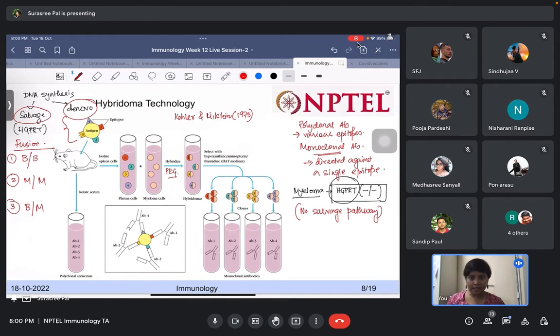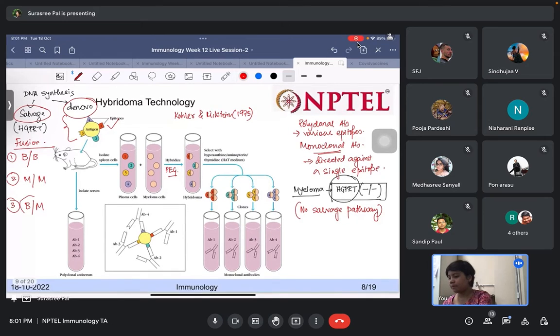A B cell can produce antibodies against this particular antigen, right? And the myeloma cell is a plasma cell which can generate large amounts of antibodies. So if these two cells are fused, this fused cell will produce large quantities of this antibody against this particular epitope of the antigen, right? So we need this fusion of a B cell with a myeloma cell.